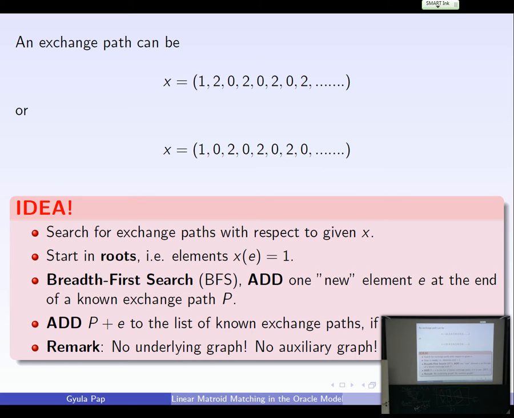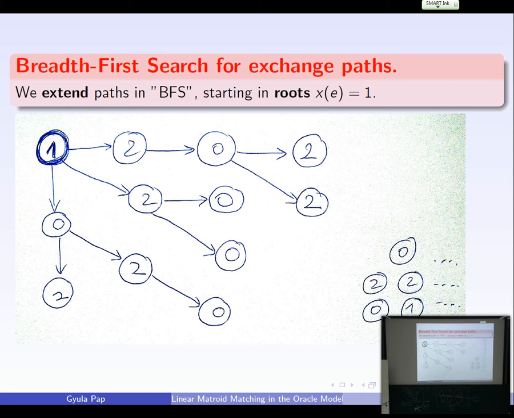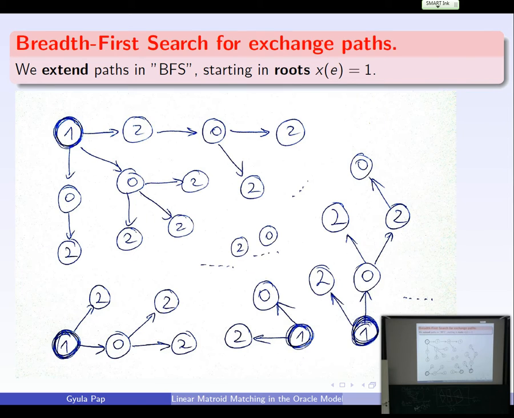We first discover all the exchange paths of length 1, and then we try to extend in all possible ways to exchange paths of length 2, and so on. But there is no graph. Somehow the structure gets discovered on the go. So if we start with this 1, then we discover this structure, an arborescence rooted in a 1. And then we do this simultaneously, starting with all the 1s as roots.